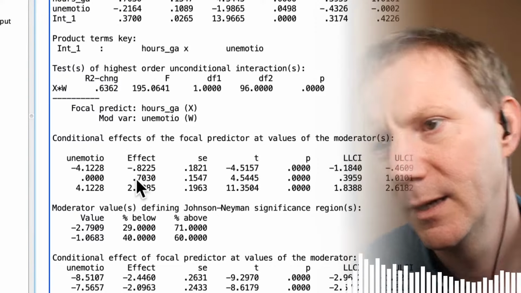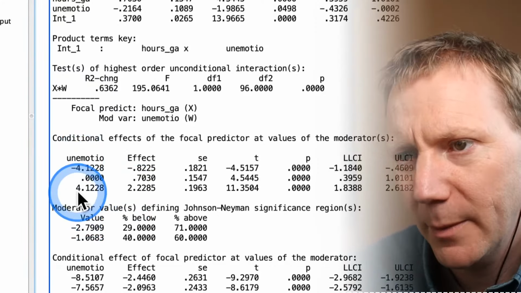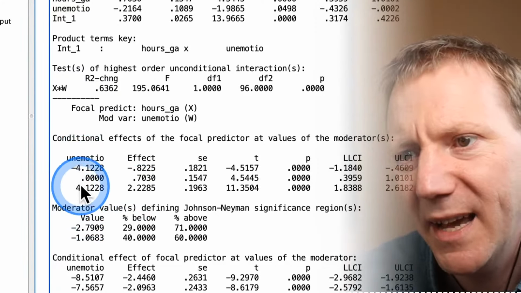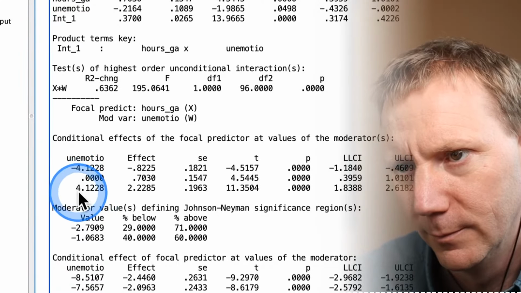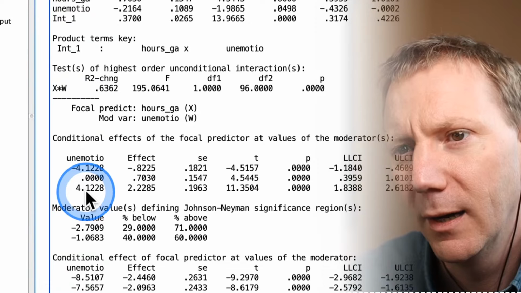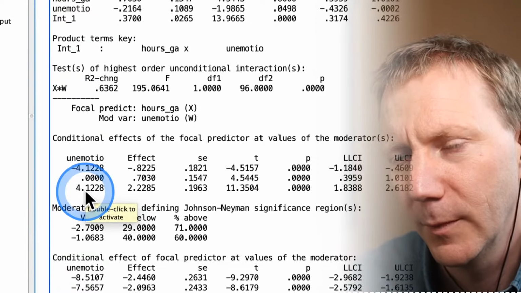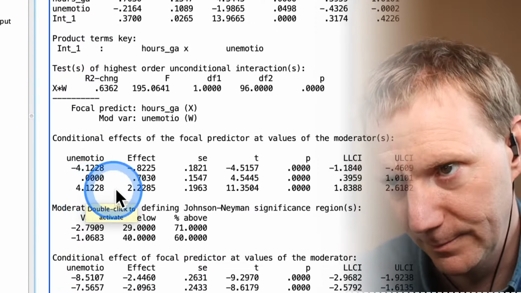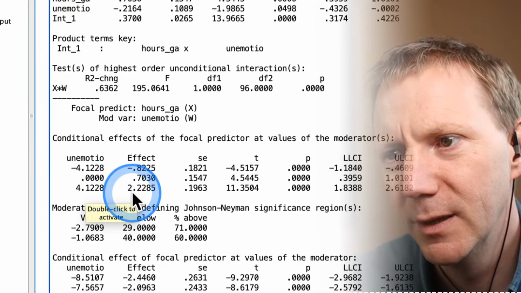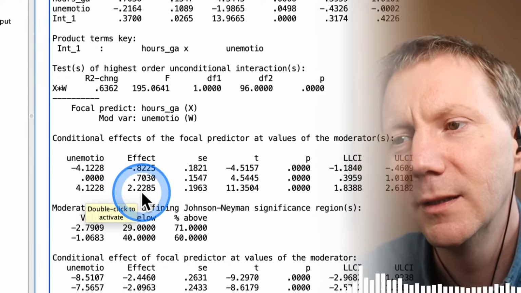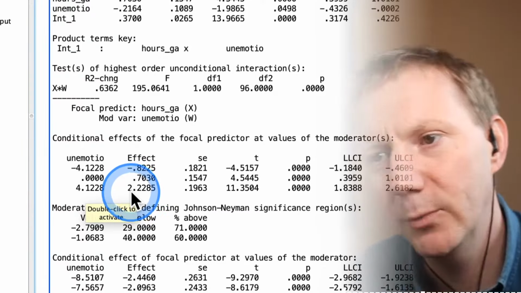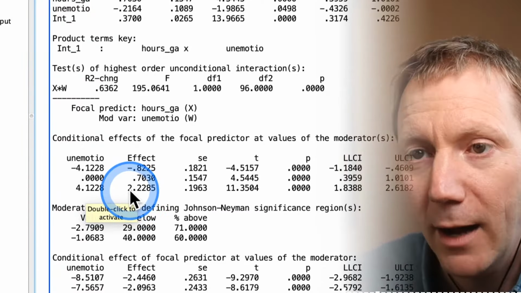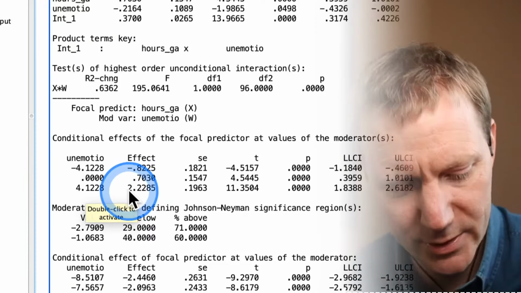All right. Thank you. So in the final step here, we see that for high levels of unemotional traits, there is a very high positive relation between the hours spent gaming and aggressive behaviors.